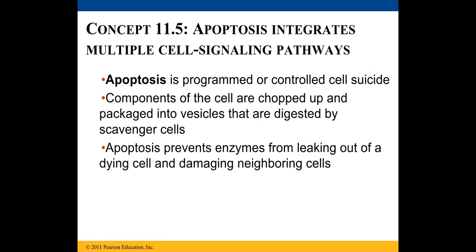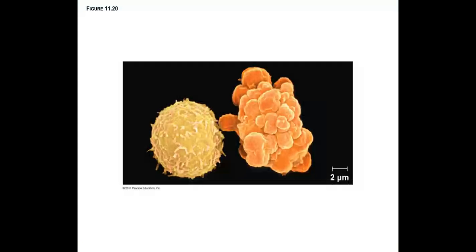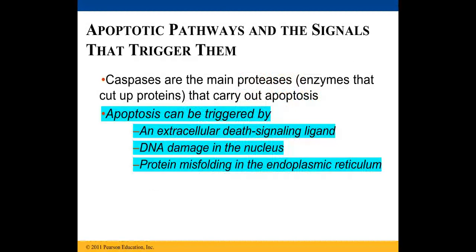So another thing that can happen in the cell and the signal transduction pathways is that the cell can program its own death, controlled suicide. That's called apoptosis. And the cell is chopped up and packaged into vesicles so that enzymes don't leak out and damage other cells. So here's a healthy white blood cell, and here is a white cell that is being killed, dying, suicide by apoptosis.